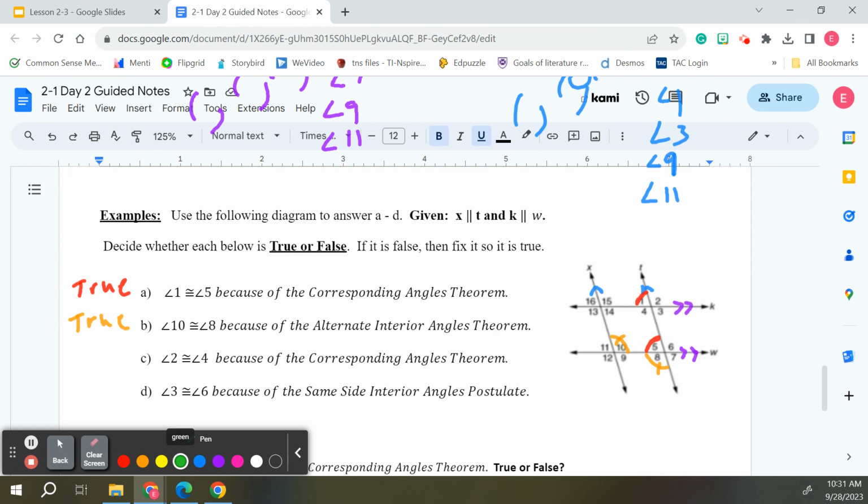Now we're going to look at 2 and 4 next. So they're saying 2 is congruent to 4 because of corresponding angles theorem. Is that true or is that false? That's false. Why? What should it be? It's not alternate interior. Vertical angle theorem. So this one's false. And we're going to cross this out and put vertical angles theorem.